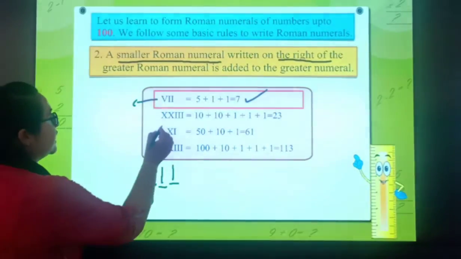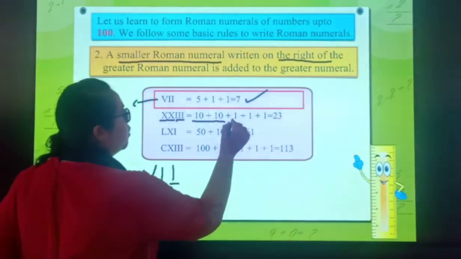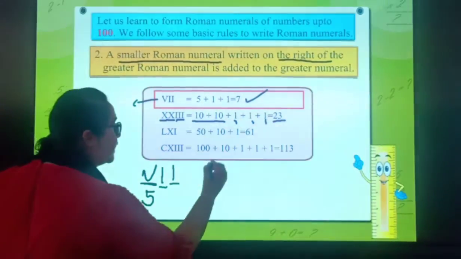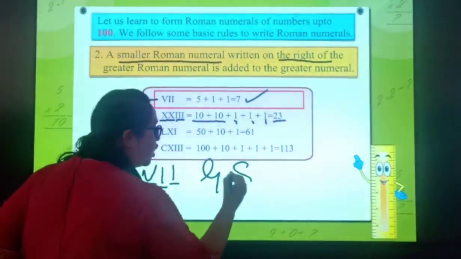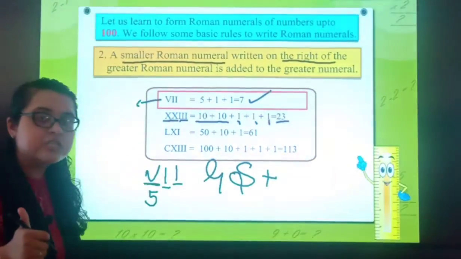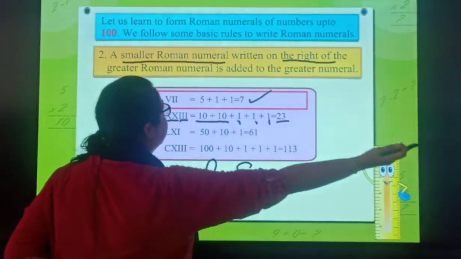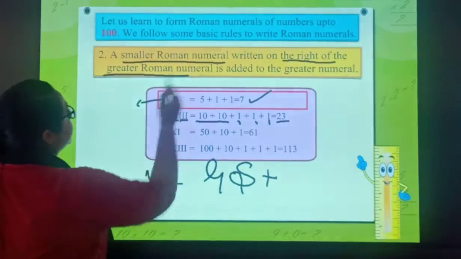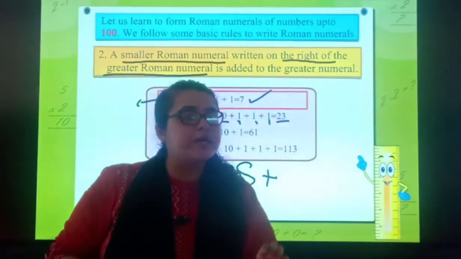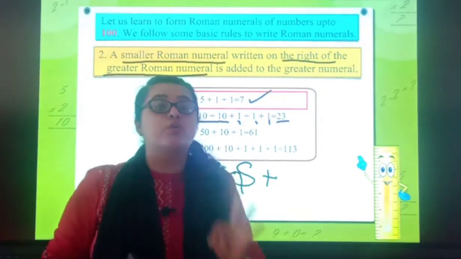Understood? See, XXIII: 10, 10, 20, and 1, 1, 1 results in 23. That means अगर कोई भी ग्रेटर न्यूमरल के बाजू में कोई भी स्मॉलर होगा तो इन दोनों के बीच में क्या होगा? एडिशन. Understood? A smaller Roman numeral written on the right of the greater Roman numeral means कोई भी बड़े न्यूमरल के राइट साइड लिखा हुआ है तो वो ऐड होगा. This is the second most important rule.